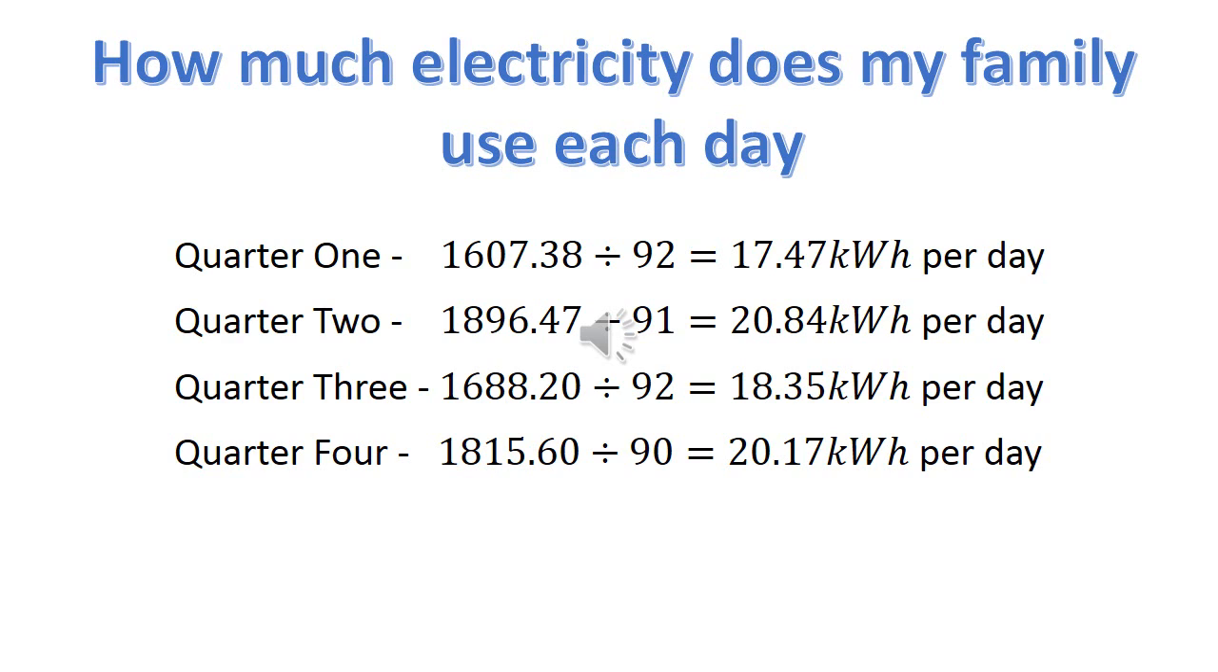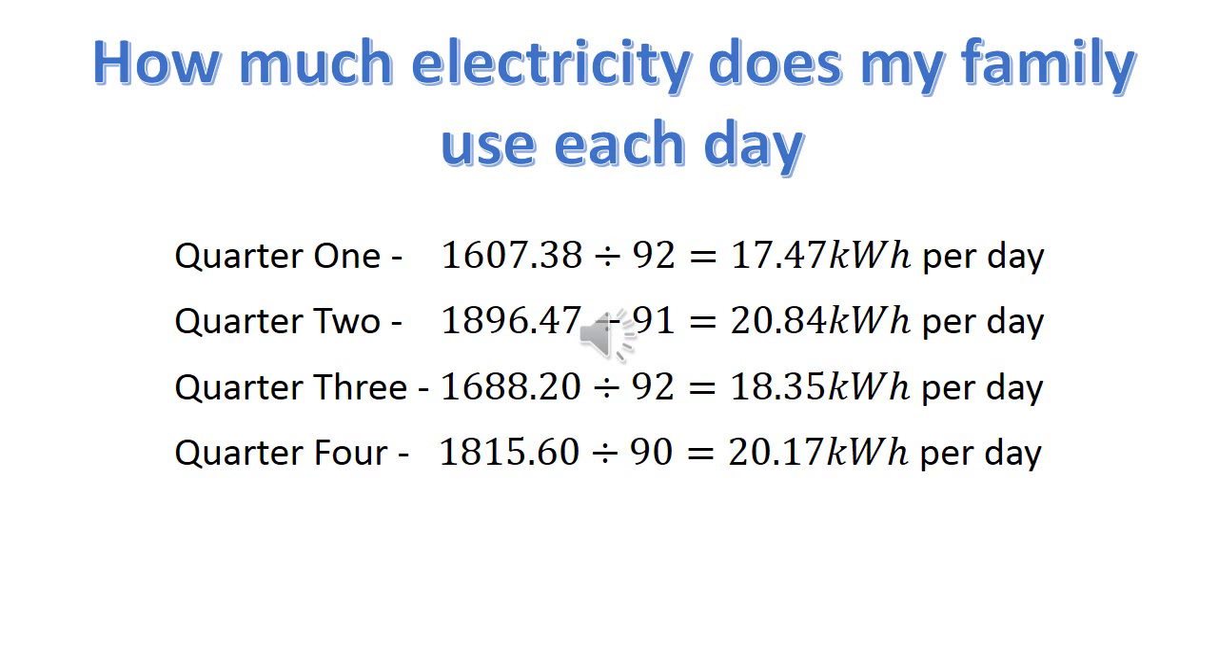So to get an accurate, even energy usage figure for each quarter, we must divide each quarter's bill by the number of days in that quarter to give us our daily electricity usage. In the first quarter there are 92 days, so we must divide 1607.38 kilowatt hours by 92 days, which provides us with a daily usage of 17.47 kilowatt hours per day. In the second quarter there are 91 days, so we must divide 1896.47 kilowatt hours by 91 days, which provides us with a daily usage of 20.84 kilowatt hours per day.